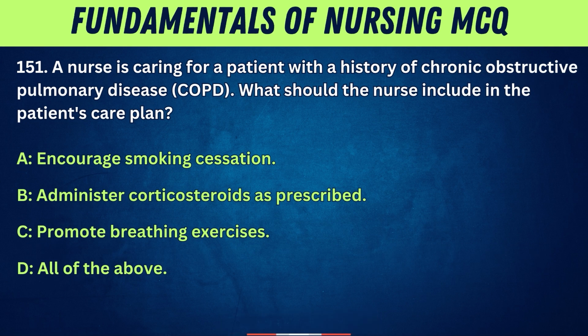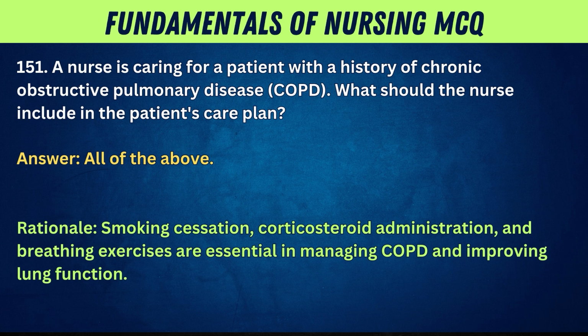151. A nurse is caring for a patient with a history of chronic obstructive pulmonary disease, COPD. What should the nurse include in the patient's care plan? A. Encourage smoking cessation. B. Administer corticosteroids as prescribed. C. Promote breathing exercises. D. All of the above. Answer. All of the above. Rationale. Smoking cessation, corticosteroid administration, and breathing exercises are essential in managing COPD and improving lung function.